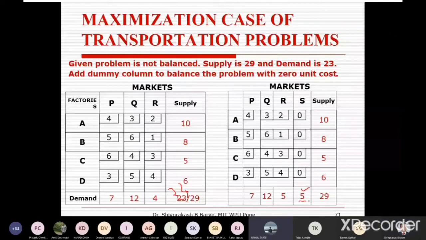Sir, the difference will be 6 tons, na sir? Hello. 29 minus 23, it would be 6 tons, na sir? No, I have changed this figure. This is 5. 7 plus 12 is 19, plus 5 is 24.